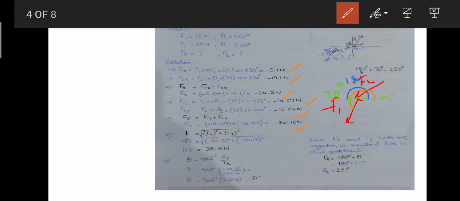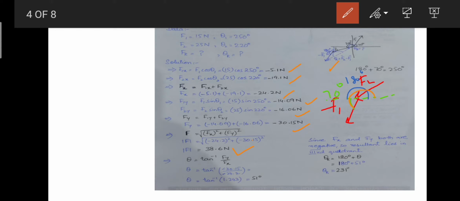And after that, if I really want to calculate theta, this theta would be equal to 51 degree. So this theta was the same as we calculated earlier. All the values are the same except for the condition that fx and fy both are negative, so the resultant would lie in the third quadrant, and as you can see in this figure, the resultant is lying in the third quadrant. So we will use the equation of the third quadrant, which is 180 degree plus theta.